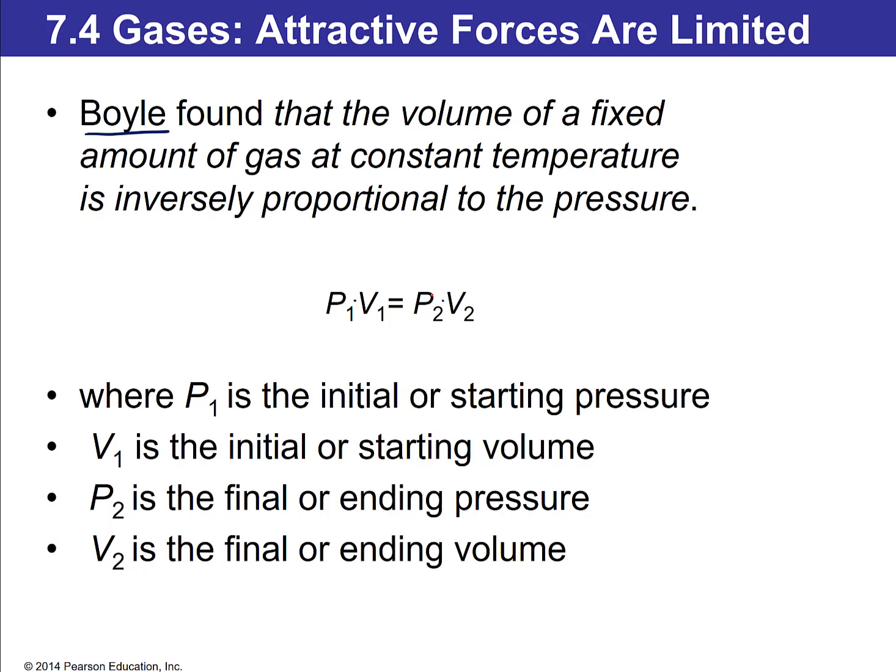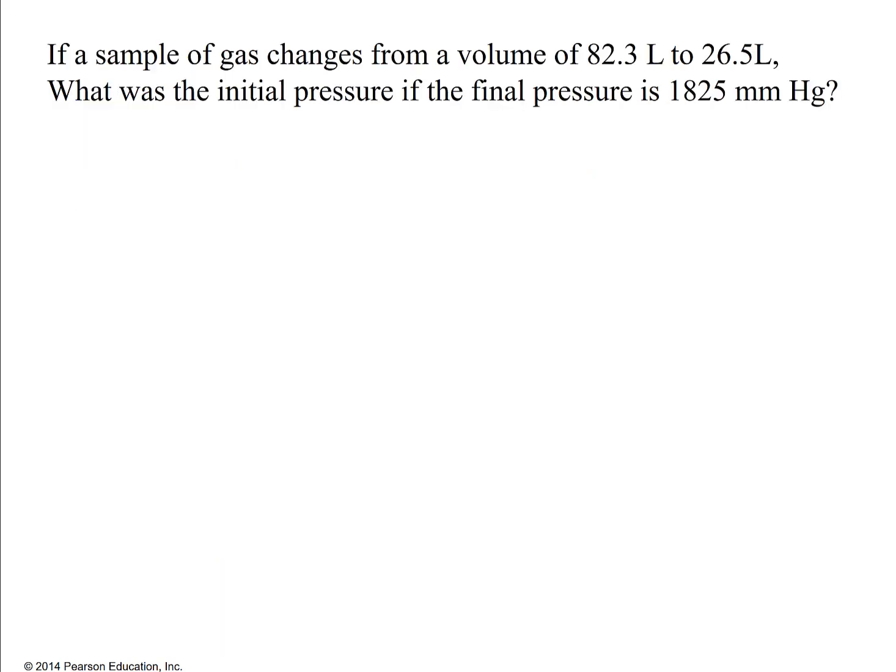Key things: make sure your units are the same because they can't cancel if they're not the same, and make sure that you set up the problem. So here's the way that I do this. If a sample of gas changes from a volume of 82.3 liters to 26.5 liters, what was the initial pressure if the final pressure is 1,825 millimeters of mercury? Okay, so you've got 3 numbers.